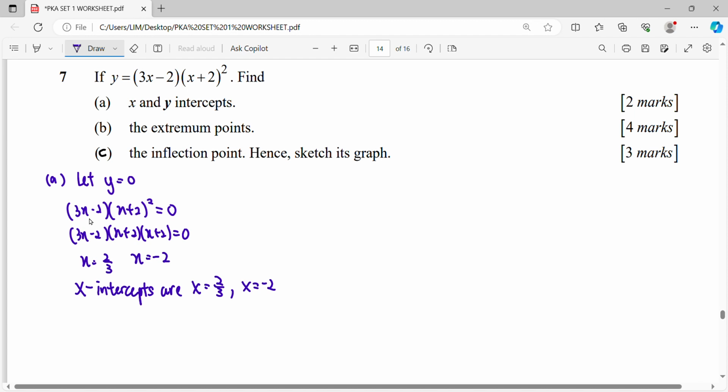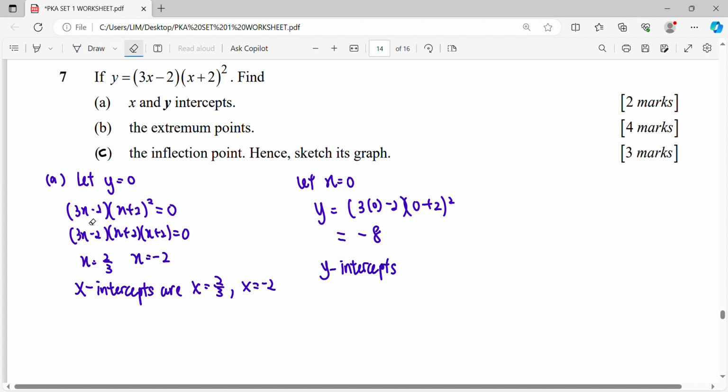Meanwhile for your y-intercept, we let x equal 0 and find out your y. So 3 times 0 minus 2, then 0 plus 2 squared, find out. It is equal to negative 8. My y-intercept is y equals negative 8.